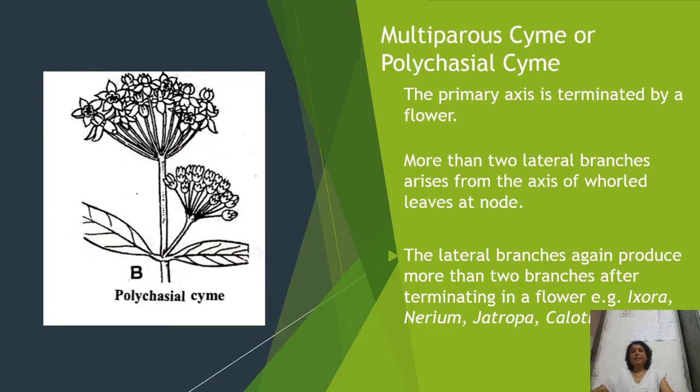The multiparous cyme or polychasial cyme. The primary axis is terminated by a flower. More than two lateral branches arise from the axis of the leaves at the node. The lateral branches again produce more than two branches after terminating into a flower. Examples: Ixora, Nerium, Jatropha, Calotropis, etc.